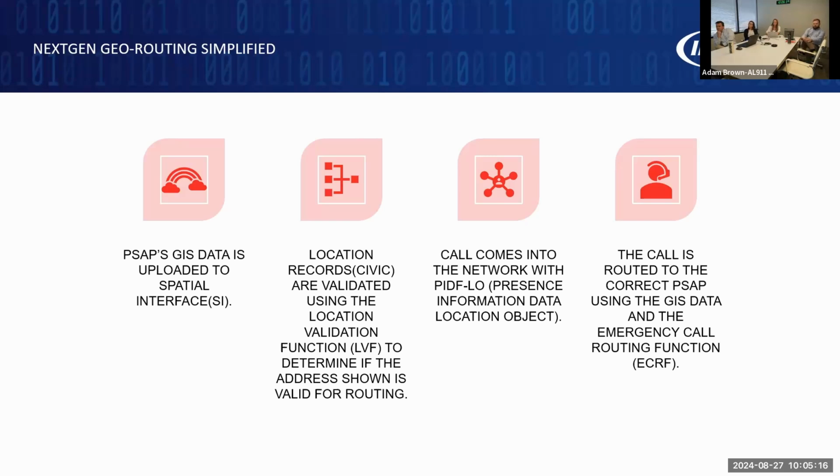So that all happens before the call. Once the call comes into the network with that PIDF-LO, which is the presence information data format location object, that's what the carrier provides, the location information in the call. We use that location information to route the call to the correct PSAP, again based on your GIS data and using that emergency call routing function.